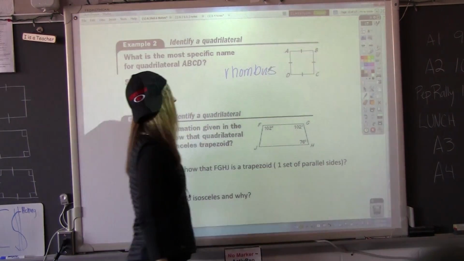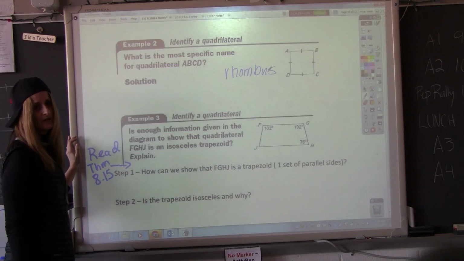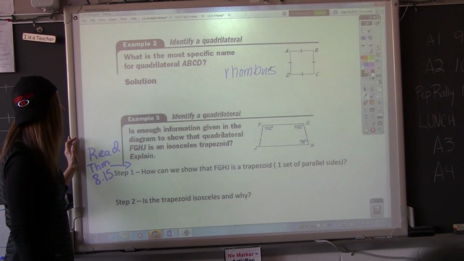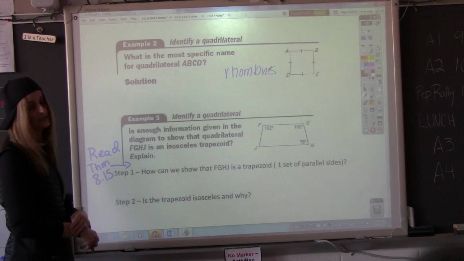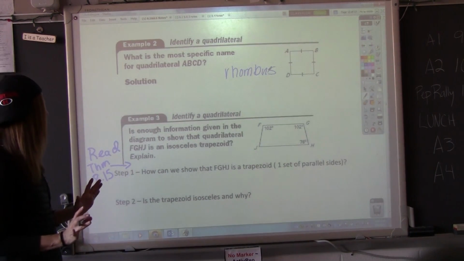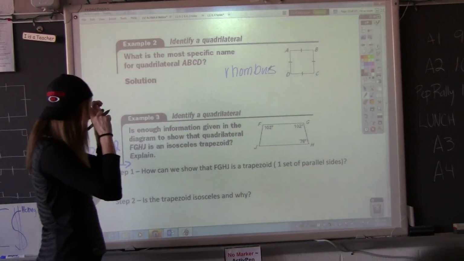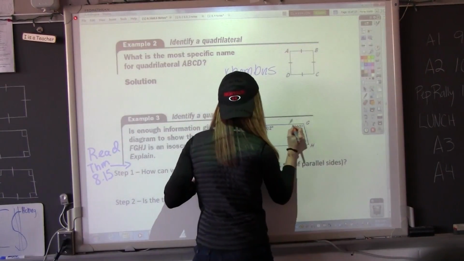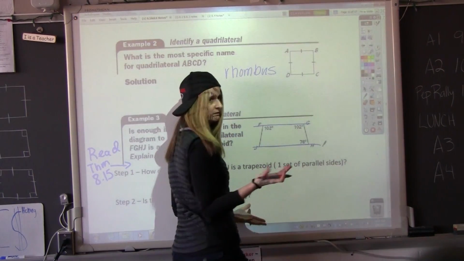Okay. Example 3. Is enough information given in the diagram to show that the quadrilateral FGHJ is an isosceles trapezoid? Okay. So first thing we have to determine is, is it even a trapezoid? Are these two sides parallel? We haven't been told that.